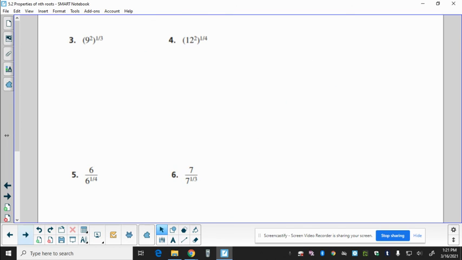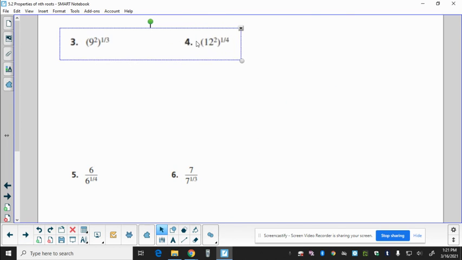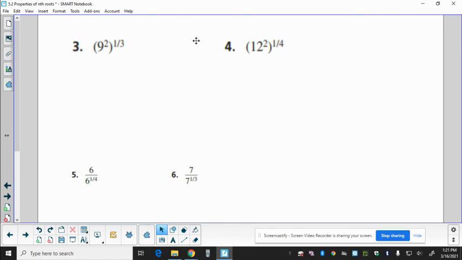Okay, these are kind of small. Let's get these a little bit bigger here. Okay, let's go ahead and give this a try. Everybody try 3 and 4 now. See how you do on these. Okay, number 3.